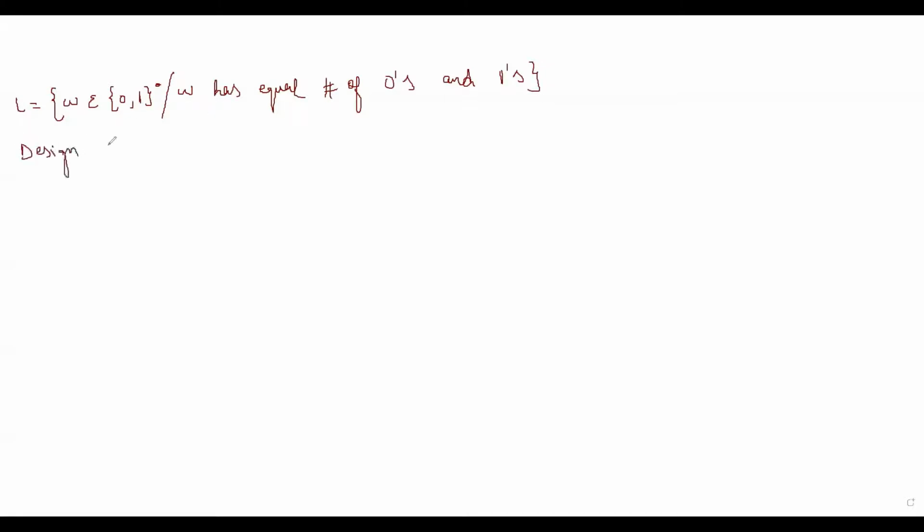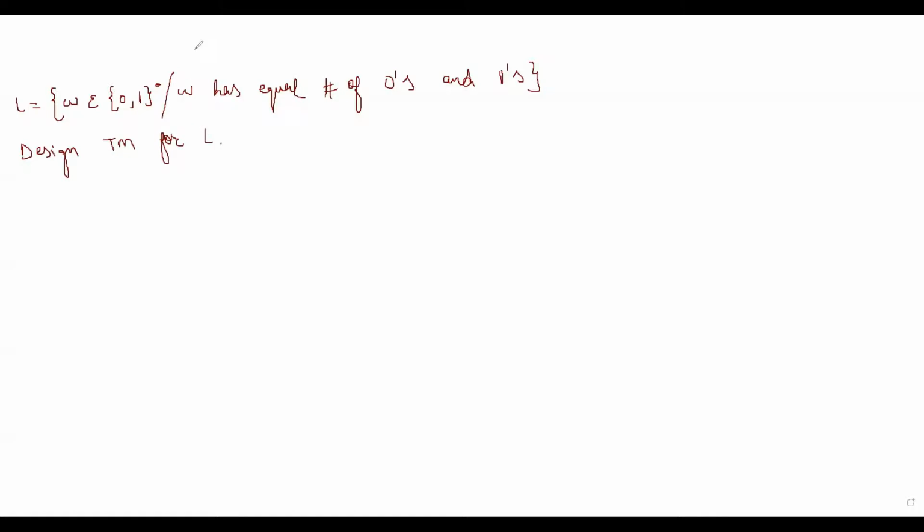So let's take another example. For example, let's say L is equal to W belongs to {0,1}* such that W has an equal number of zeros and ones. So this is our language, and we have to design a Turing machine for L.